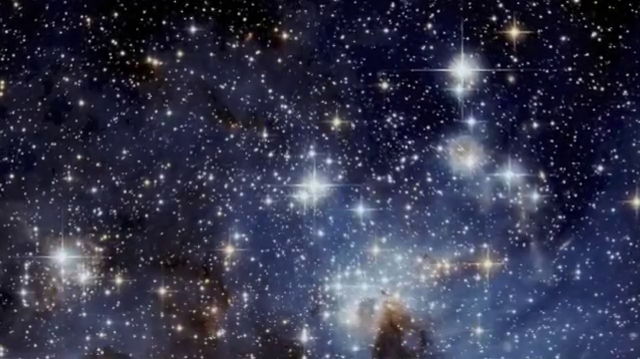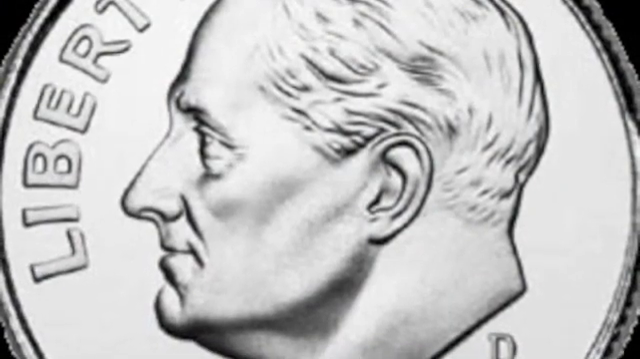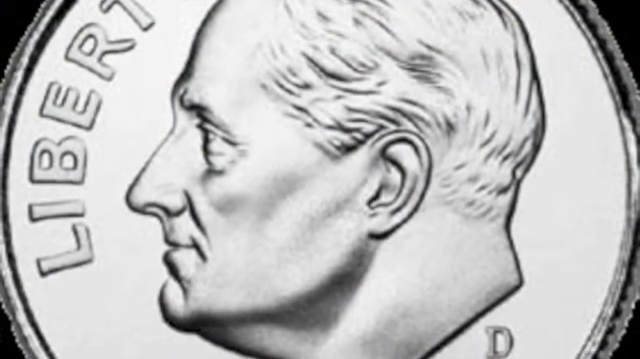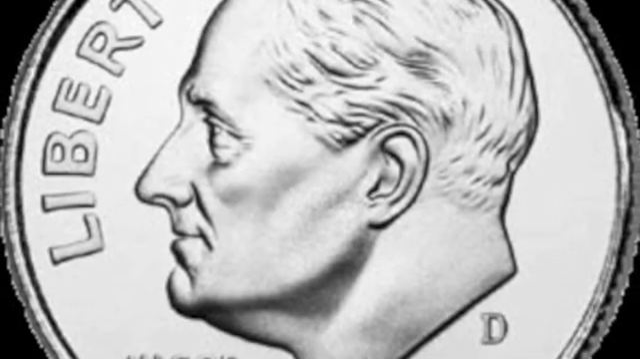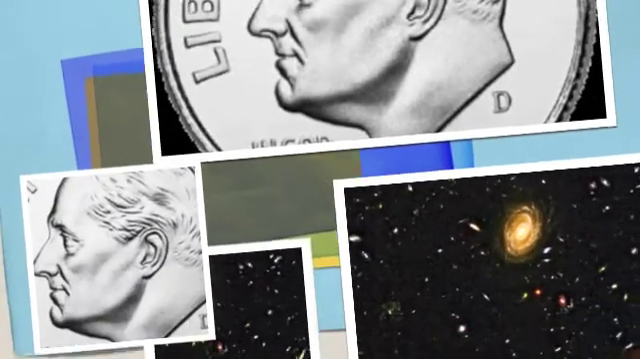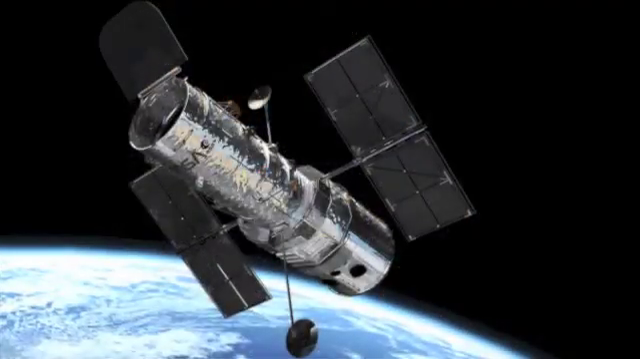He began by describing the size of the universe and used the analogy that if you hold a dime out at arm's length and look at Roosevelt's eye, you would be looking at a region containing 10,000 galaxies. I thought that was really amazing, considering that was such a small area of the entire sky.